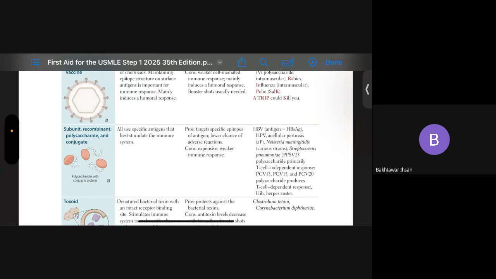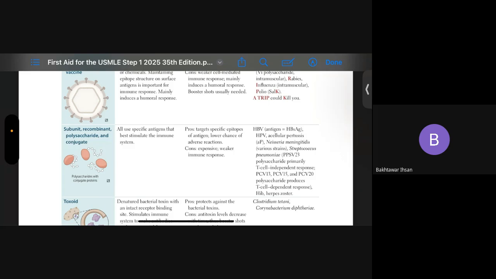You can also train the immunity. But the problem with that is polysaccharide can never be loaded onto your MHC2. So if you cannot load it onto MHC2, you won't get that TH dependent B cell activation, class switching antibodies, right?